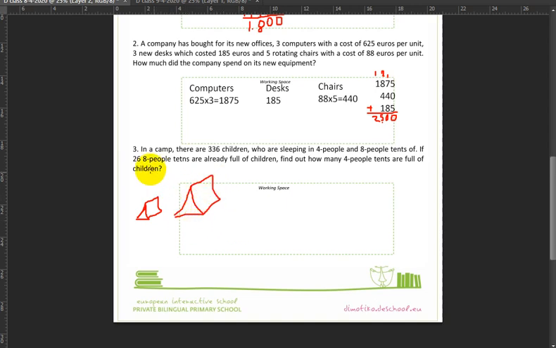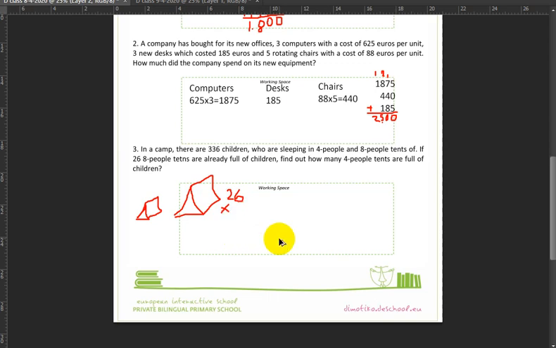So how many people are in the big tents? Since we know there are 26 of them, and each one can fit 8 people, that means that in the big tents there are 26 times 8 people. Again, because there are 26 big tents, and each tent can take 8 people. And I do this multiplication, and it gives me 208. So 208 of the 336 people are in the big tents. So let's actually erase this multiplication.